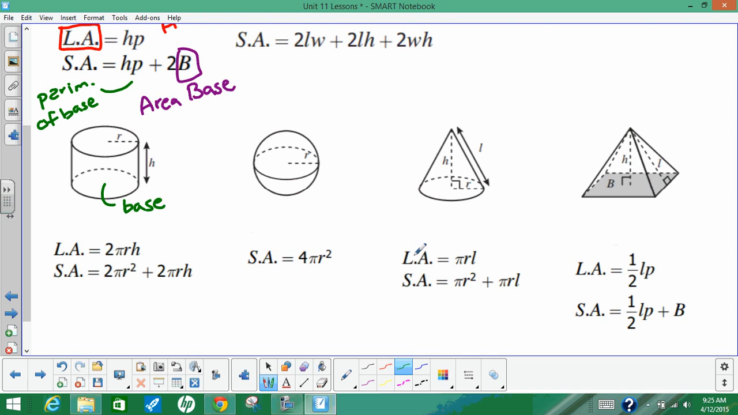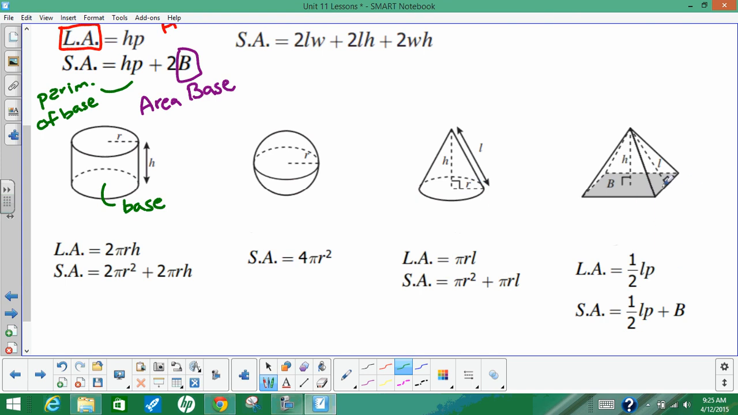Over here for the cone and the pyramid, I need that dimension that we talked about. It's the distance from the tip of the cone or the tip of the pyramid if we go down the side all the way till we get to the edge of the base. And we represent that with the L. It's kind of a length from the top to the bottom. We also need the radius.